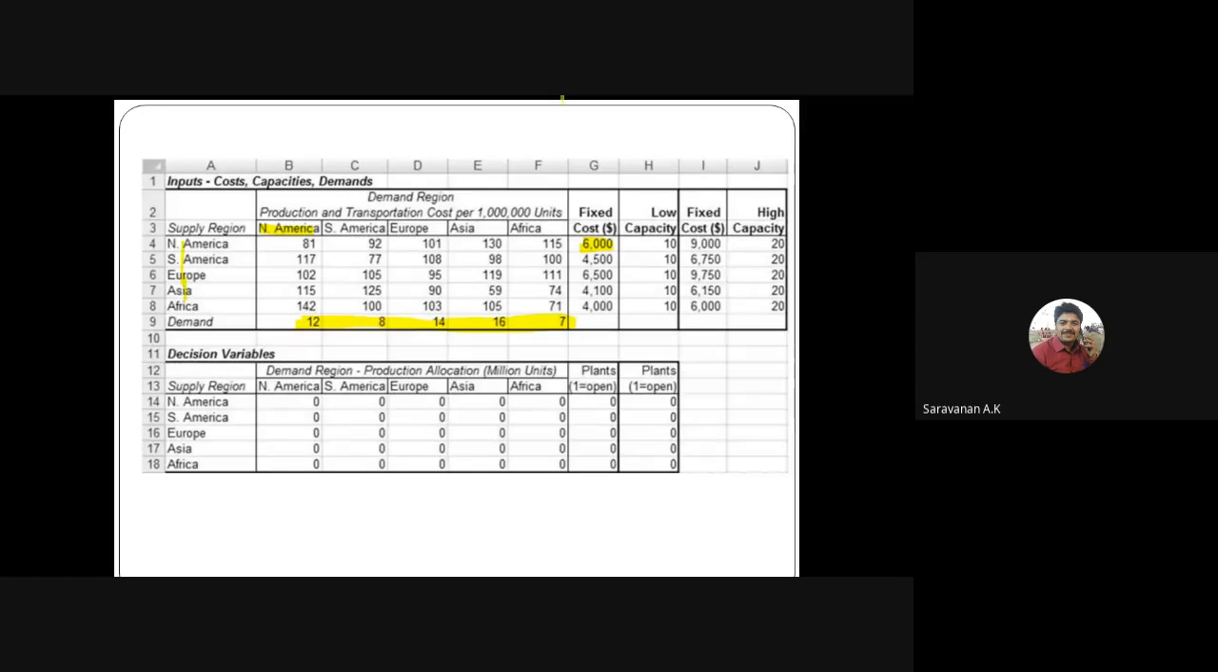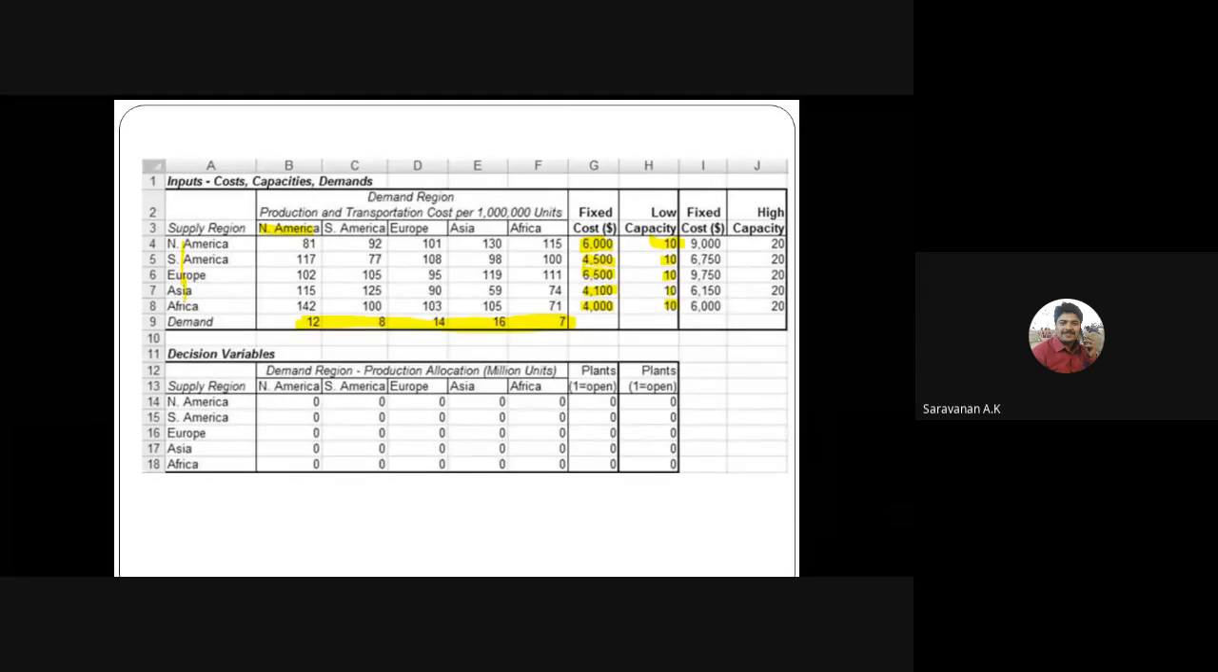The fixed cost will be allocated by the capacity. For every region I fixed the low capacity, and for that low capacity we have to fix the cost. The fixed cost will not vary, whereas the variable cost will vary. The fixed cost will not create much impact on minimizing the transportation cost, but the variable cost will create more impact.